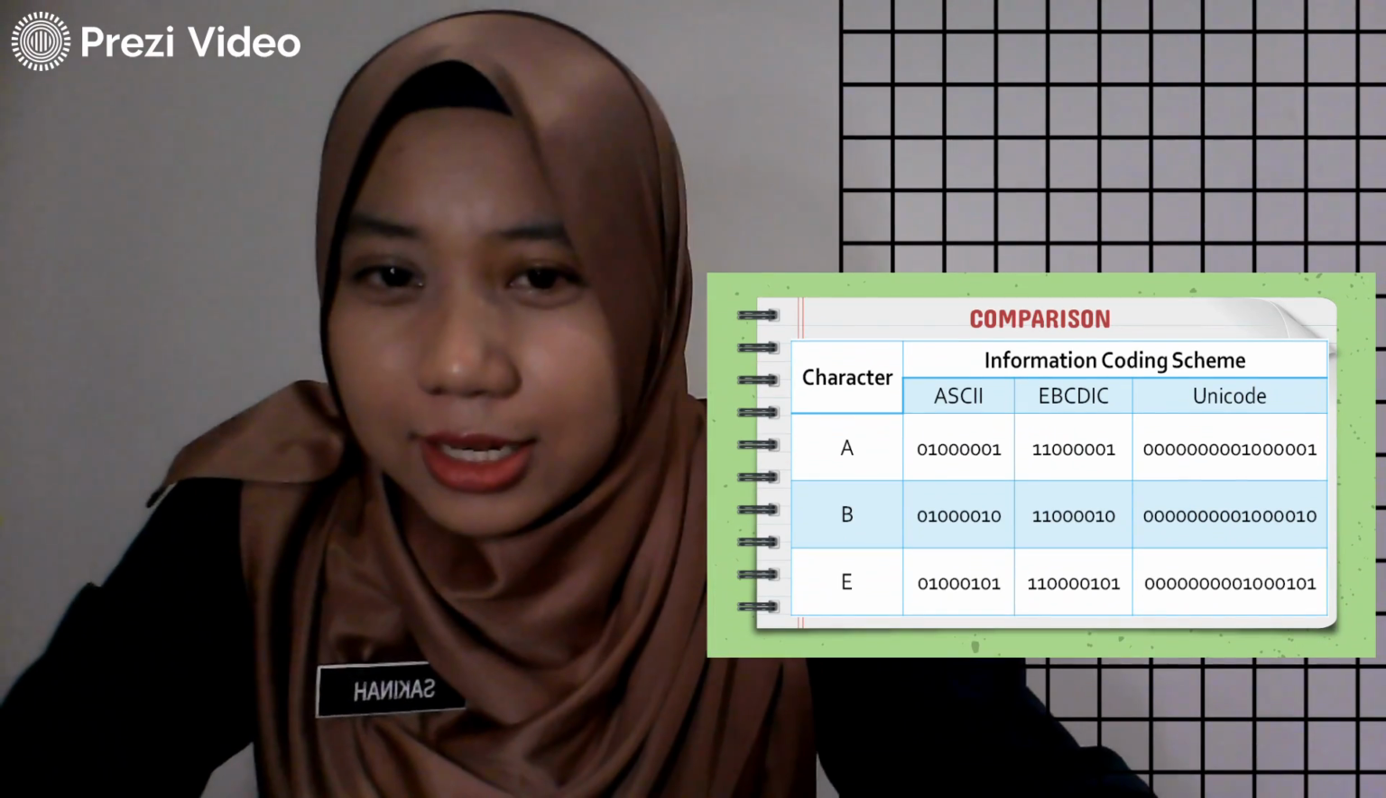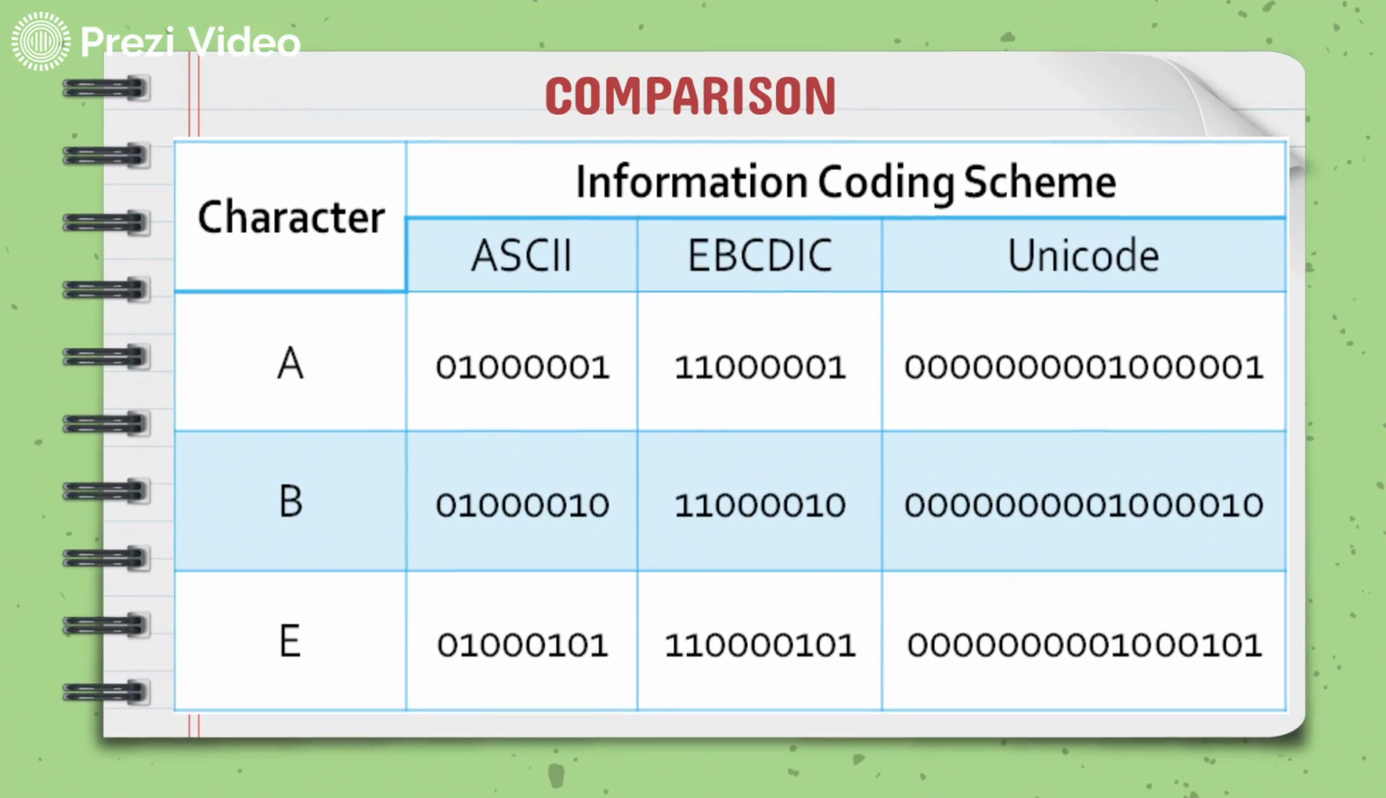For your better understanding, let's see this table. We have seen ASCII and EBCDIC. Now let's focus on Unicode in the rightmost column. You can see that to represent the character A, it takes a longer sequence of binary numbers because, again, Unicode uses 16 bits.